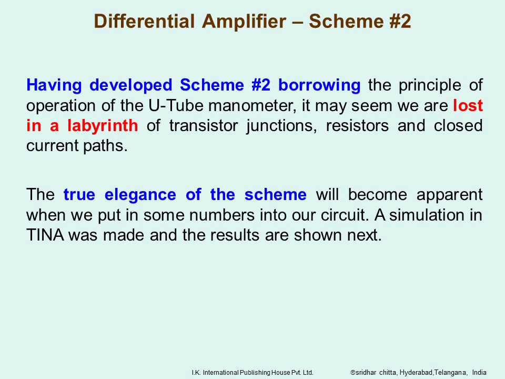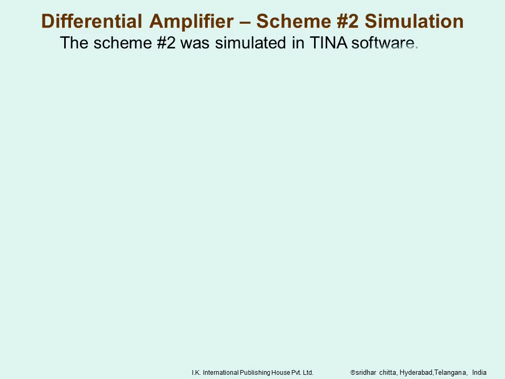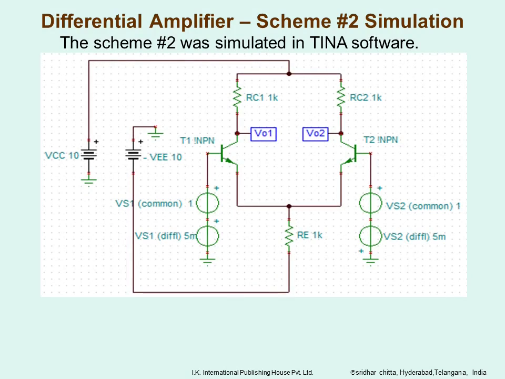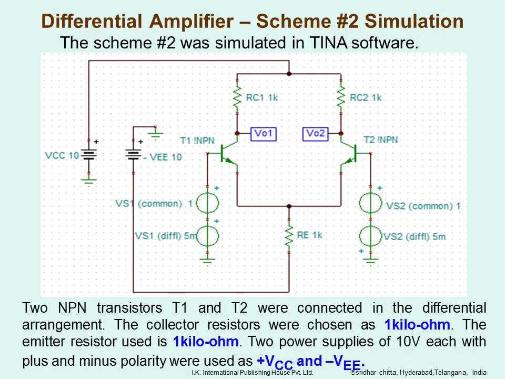The Scheme 2 was simulated in TINA software. Two NPN transistors, T1 and T2, were connected in the differential arrangement. The collector resistors were chosen as 1 kilo ohm. The emitter resistor used is 1 kilo ohm. Two power supplies of 10 volts each with plus and minus polarity were used as plus VCC and minus VEE.